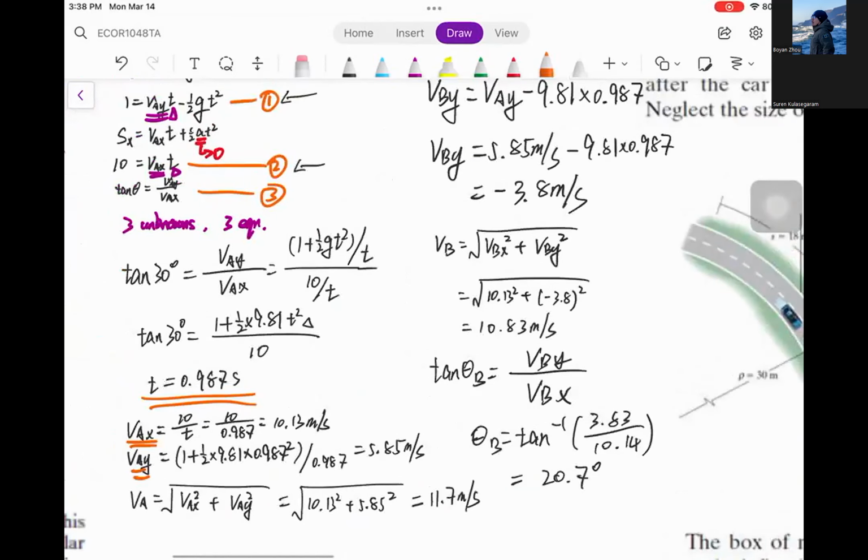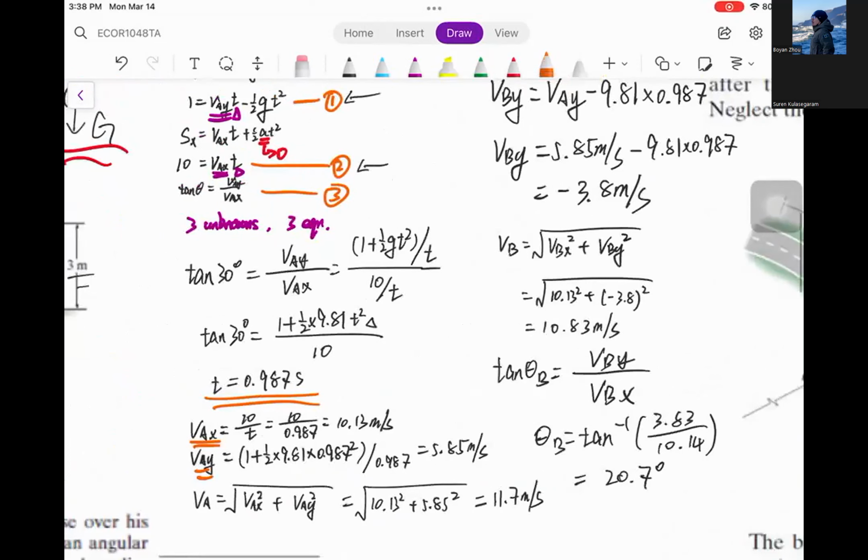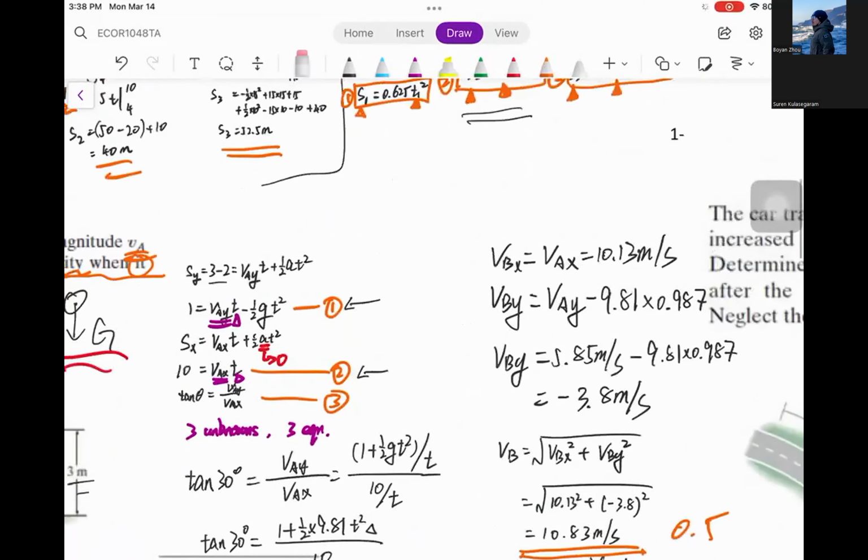So if this is a question in an exam and it's asking to find the velocity at point B, what is VB, this part would be maybe 0.5 mark, and this part would be another 0.5 mark. So you need to do both to get the full mark.